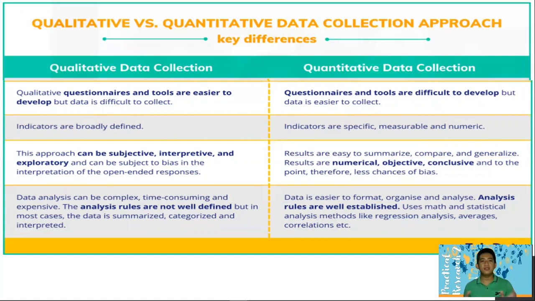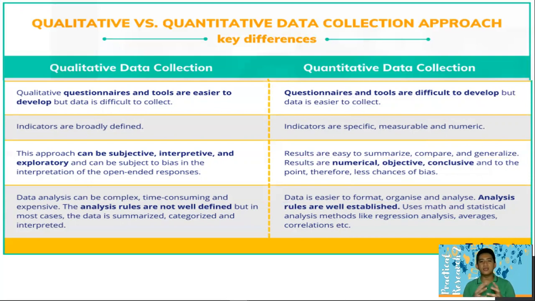And lastly, the last key difference that in the qualitative, the data analysis can be complex, time-consuming, and expensive. The analysis rules are not well defined, but in most cases, the data is summarized, categorized, and interpreted, thematic. And while in the quantitative, data is easier to format, organize, and analyze. Just need tables, charts, and figures.